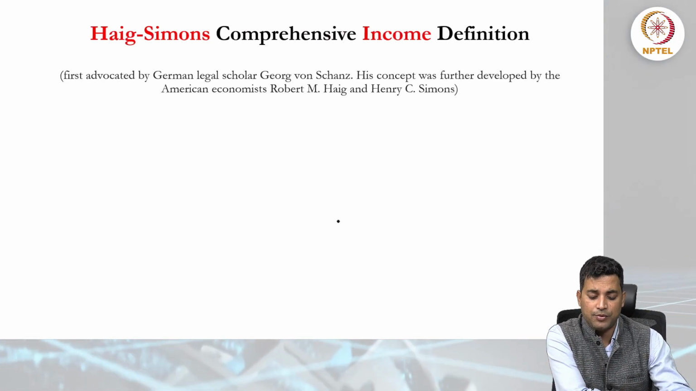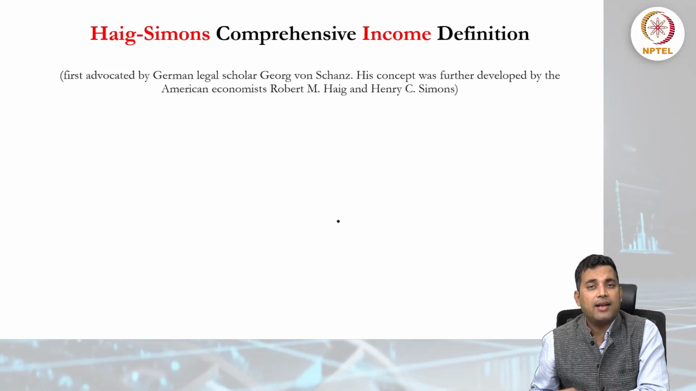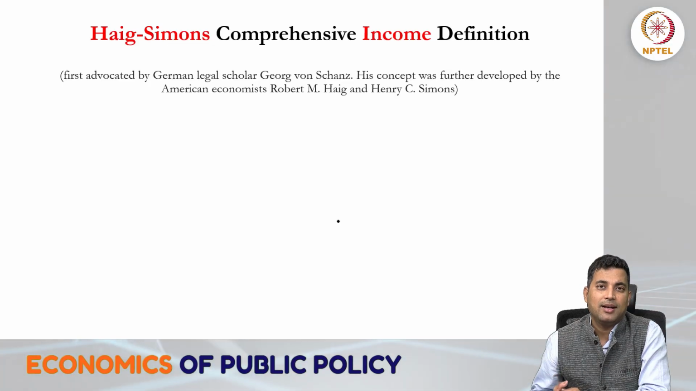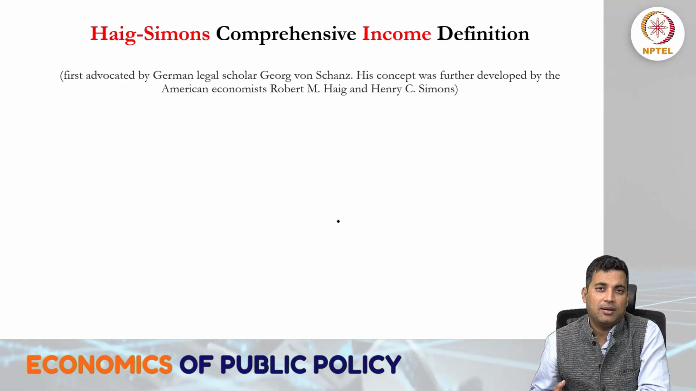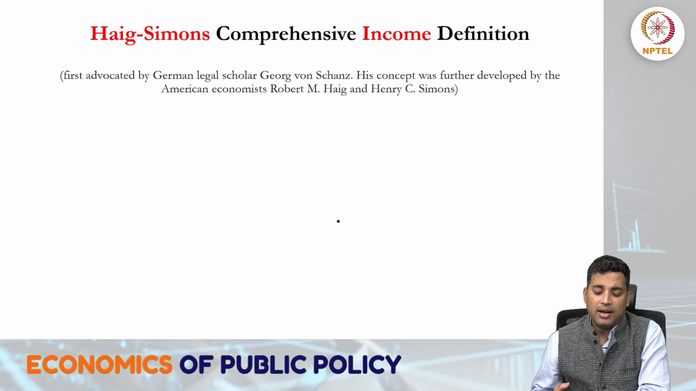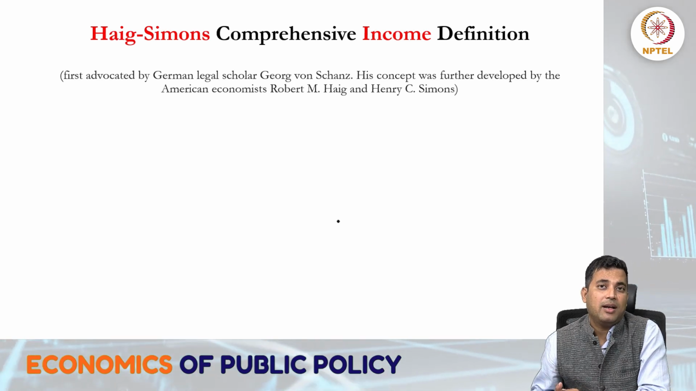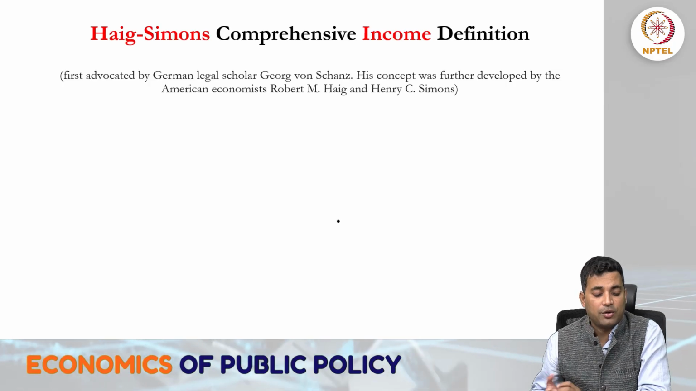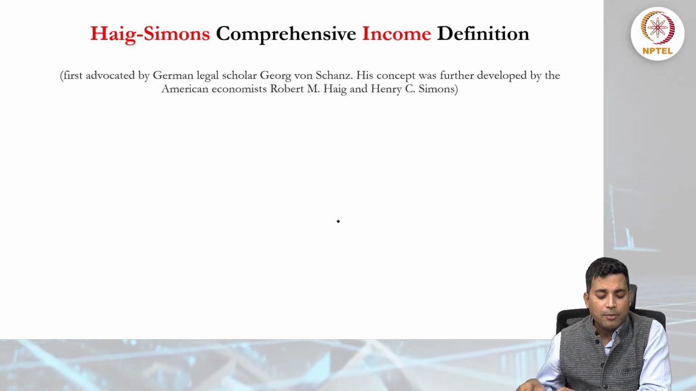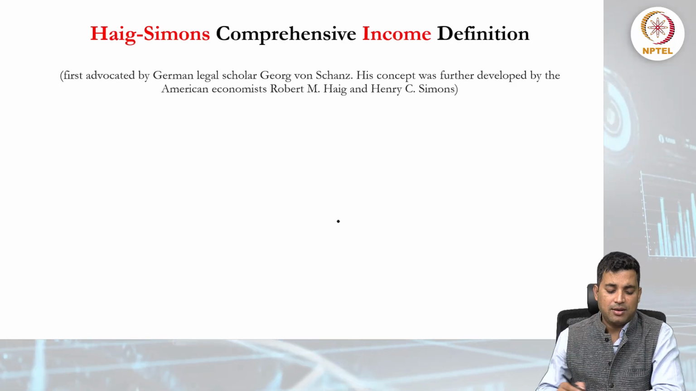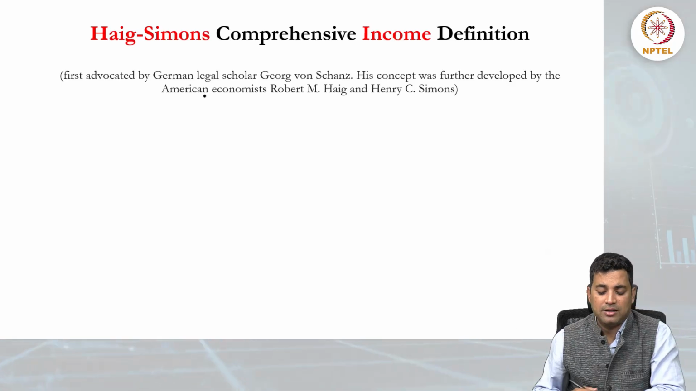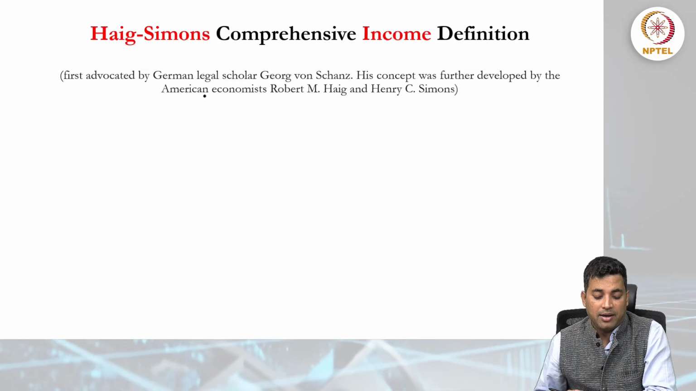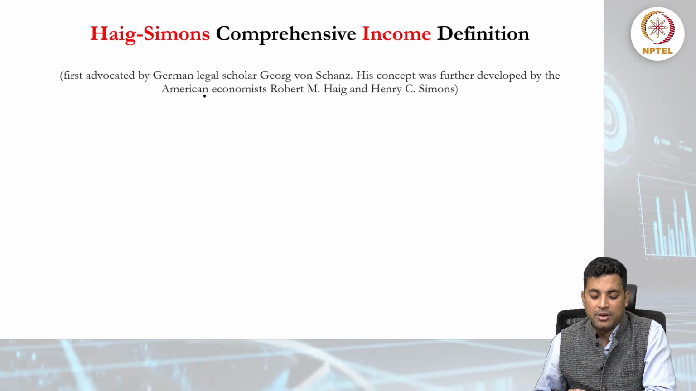So let's move on. This is Haig and Simons' comprehensive income definition. Just to summarize what we understand about taxation, we are considering income as the basis on which taxes will be calculated. This income definition was first advocated by the German legal scholar Georg von Schanz, and his concept was further developed by the American economist Robert M.